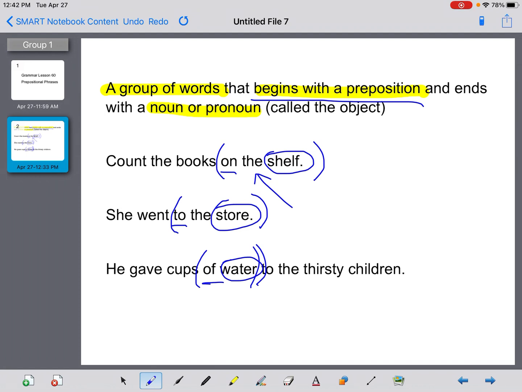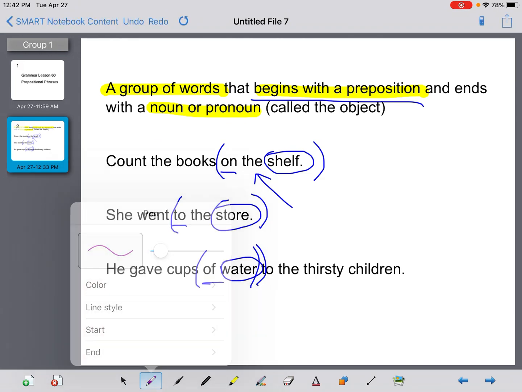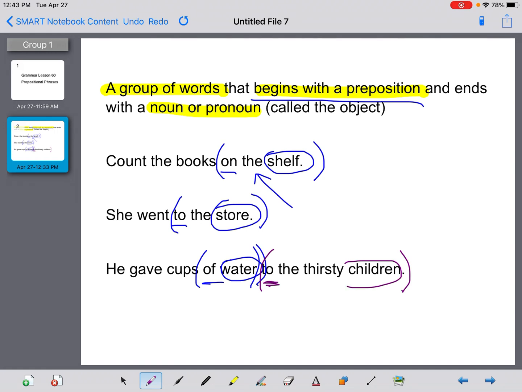Another thing that you can pay attention to is the fact that there could be more than one prepositional phrase in a sentence. Of water is a prepositional phrase, but the word to can also be a preposition, and in this case, it is. So here we have another preposition. To the thirsty children is a prepositional phrase because it starts with a preposition and the next available noun or pronoun is children. Thirsty is an adjective, so it doesn't count as the end of your prepositional phrase.